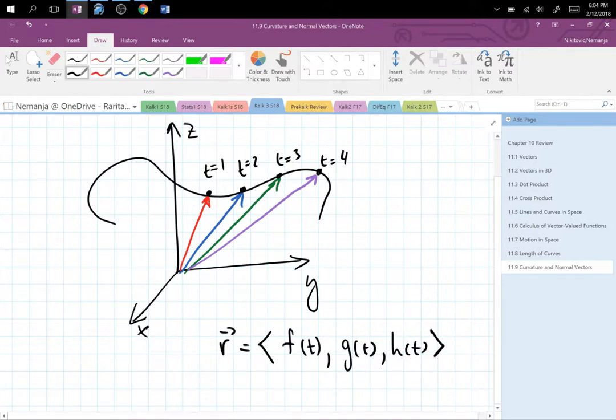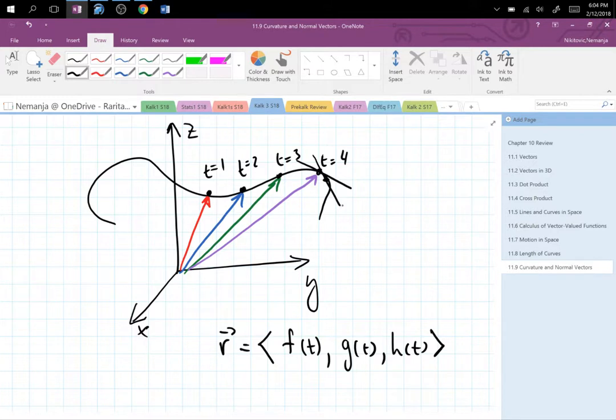Now, we know that there are tangent lines. Observe what happens with the tangent line at t equals 4, and then pick a point close by. The slope of that tangent line is vastly different than at t equals 4. Now, if you focus at t equals 3 and you just move a little bit left or right, those slopes will be pretty much the same, right?